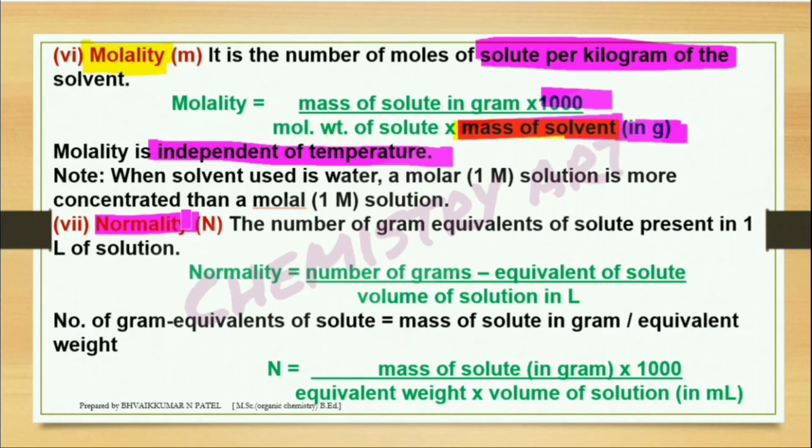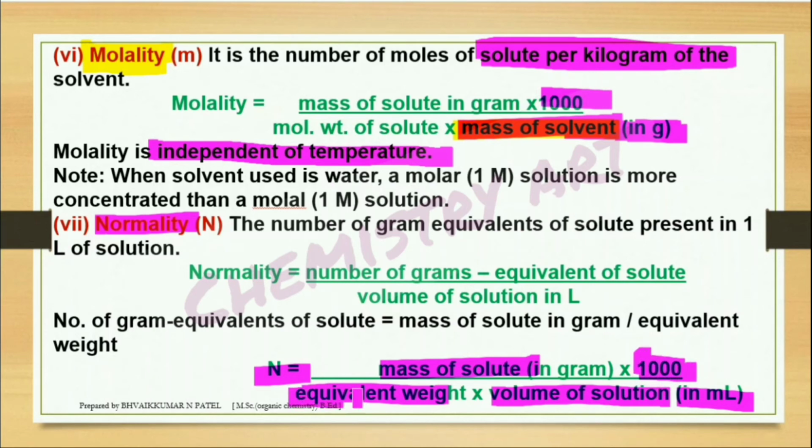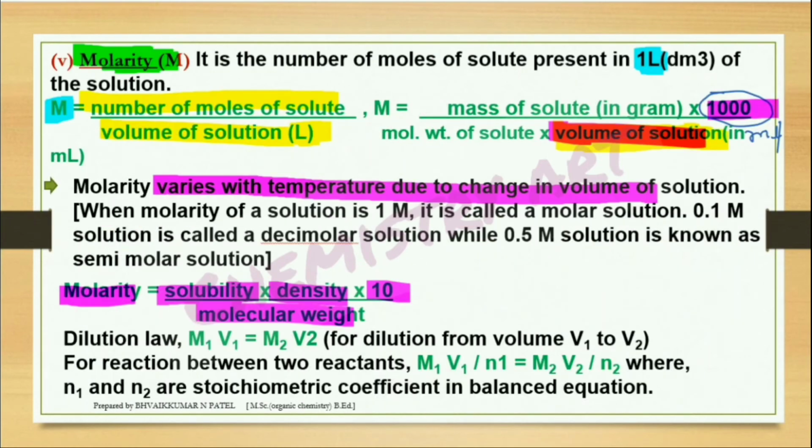Next is normality. Normality is similar to molarity, and I will explain how. See this formula: mass of solute in gram divided by equivalent weight and volume of solution. In ml we have taken, you can also take in liter. When you are taking in ml, you have to multiply by 1000. And what is this equivalent weight? In molarity, it was the moles of solute, with the molar mass, the molecular weight of the solute, there.